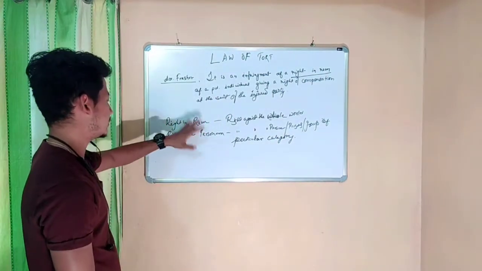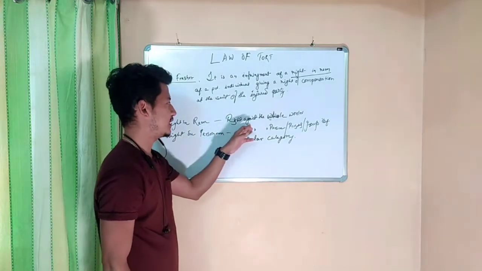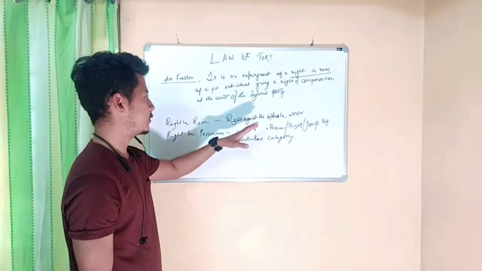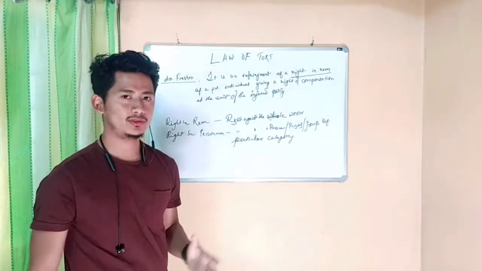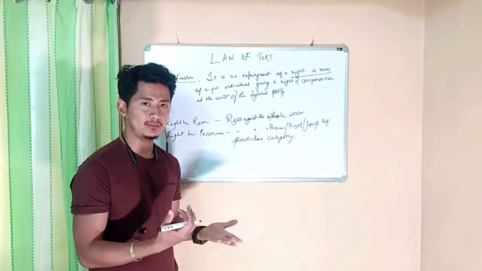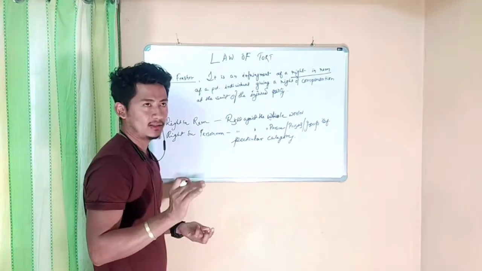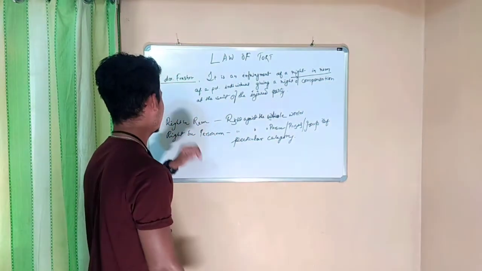So first of all, we need to know what is right in rem. Right in rem means the right against the whole world. So what kind of rights are called a right against the whole world? It is such a right which is not primarily fixed by anybody. It is not primarily fixed, but it is a right, and there are countless rights which come under the right in rem.